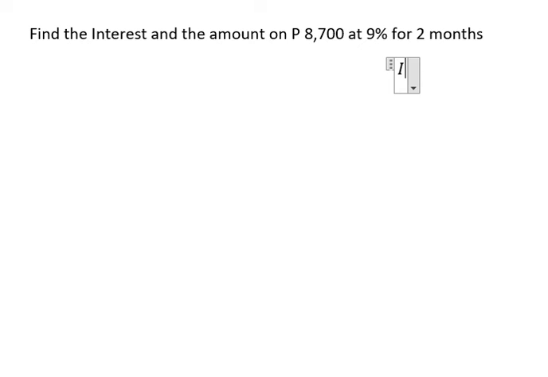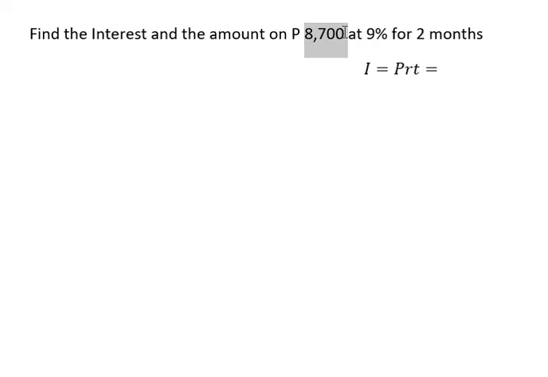We have I equals P times R times T. P is the principal, R is the interest rate, T is the time. We know that this is about 2 months. This percentage they use is about 4 years. So if we want to find the interest rate for the month, we need to divide by 12.